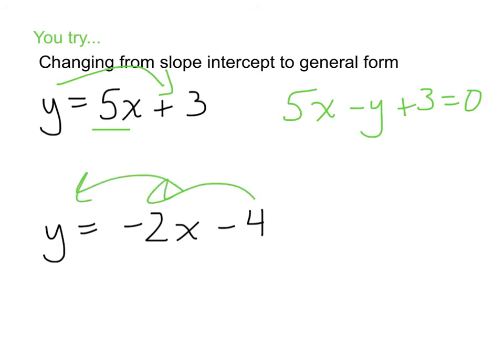So in this case, our final answer is 2x plus y plus 4 equals 0. If you got 2 for 2, great job.